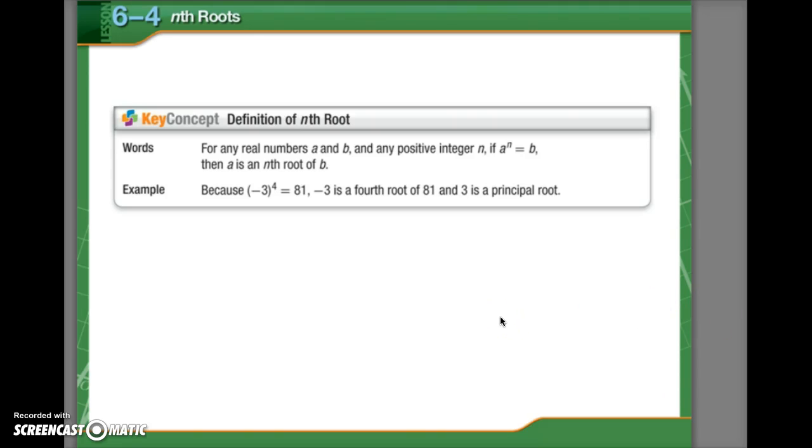Okay, so the definition. For any real numbers a and b, and any positive integer n, if a to the n power equals b, then a is the nth root of b. So for example, if negative 3 to the fourth is 81, then negative 3 is the fourth root of the number 81. And 3 is the principal root. Negative 3 is basically based around the number 3.